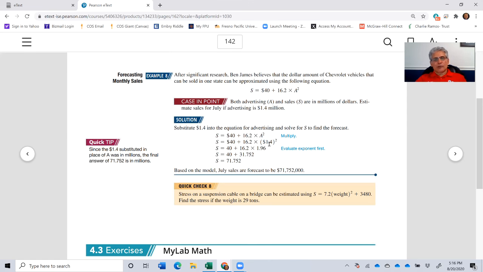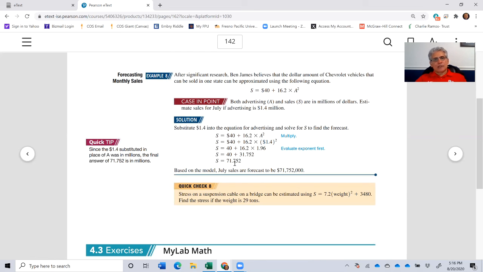1.4 squared is 1.4 times 1.4, which comes up to 1.96. And 1.96 multiplied by 16.2, remember the order of operations, we have to do multiplication first. 16.2 times 1.96 gives us 31.752. And then finally, we're going to go ahead and add the 40 to it. So we end up with 71.752.